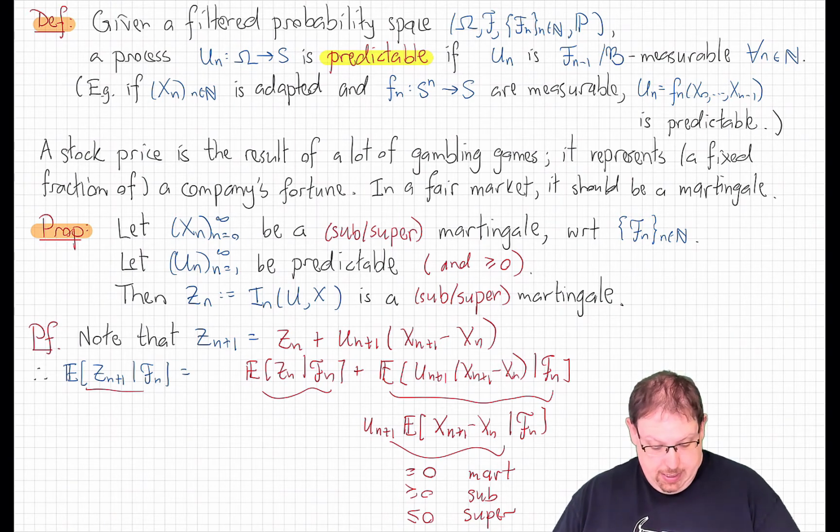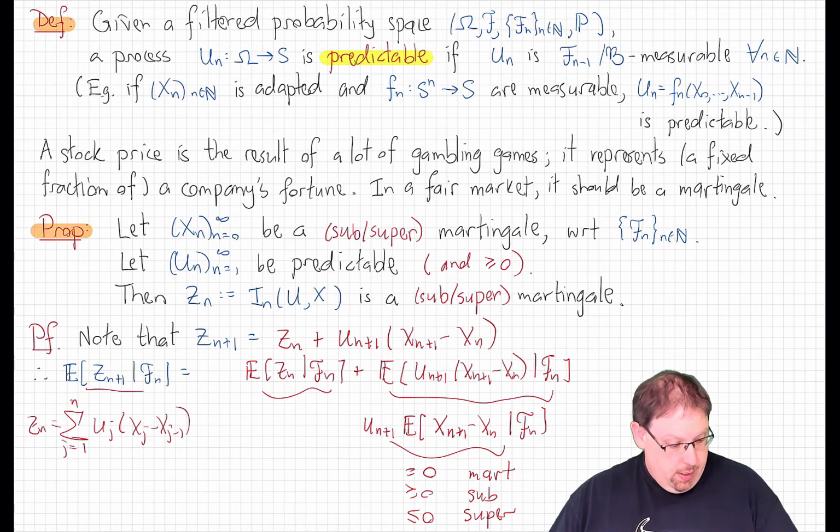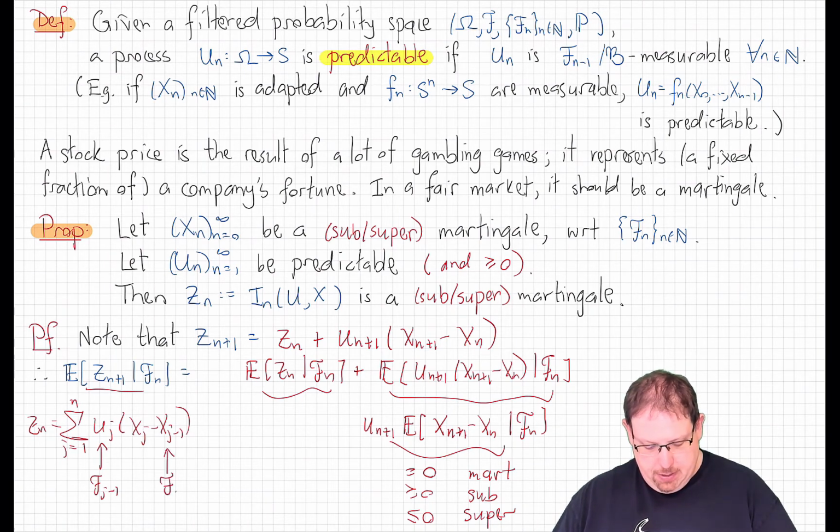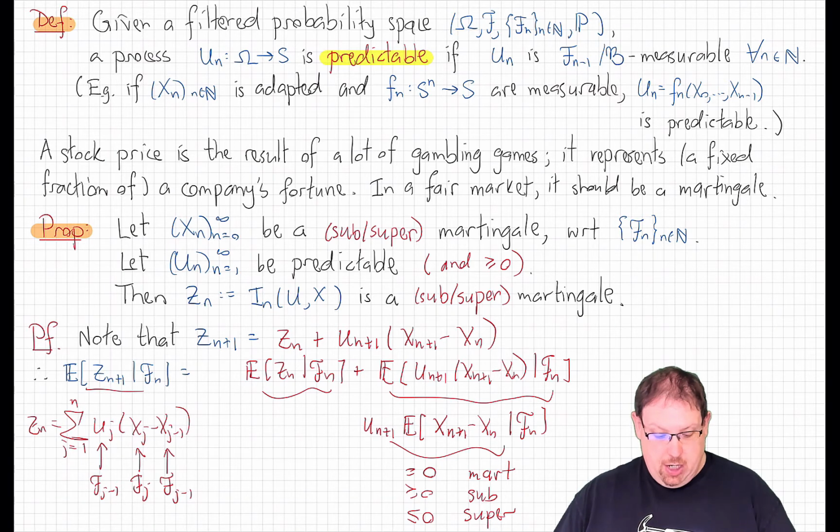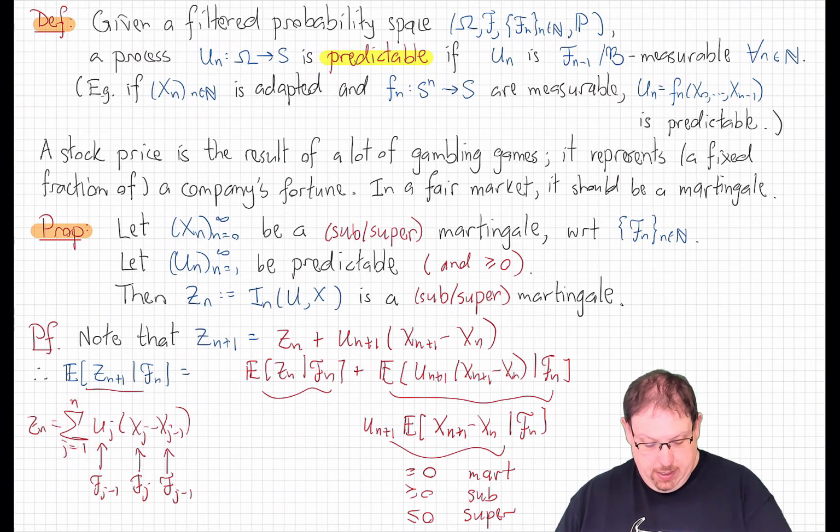But notice that Zn is a sum, j going from 1 up to n, of uj times (xj minus xj-1). uj is a predictable process, and so this is Fj-1 measurable, as is this, because x is adapted, and this one is Fj measurable. So that shows that this whole term here is certainly Fj measurable for each j, and we're adding those up to n, which means that Zn is Fn measurable. And that means that this term here is just equal to Zn.